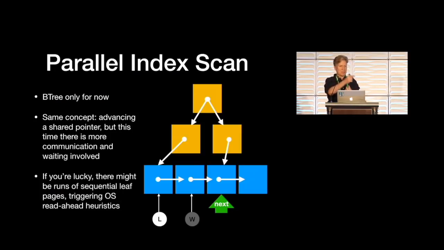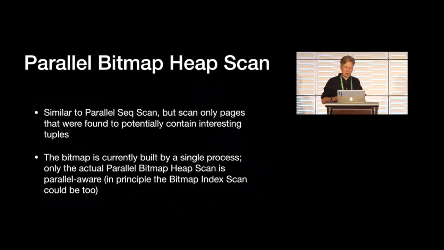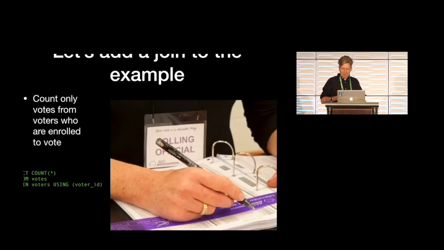You can't actually advance to the next one until you've finished reading one to get the next pointer. So it's slightly more complicated, but essentially the same thing. And then parallel bitmap heap scans are similar to parallel sequential scans, but you've got a big bitmap and you're skipping ahead to the pages that contain a one-bit set, having done some kind of index scan to build the bitmap. It's essentially the same sort of thing.